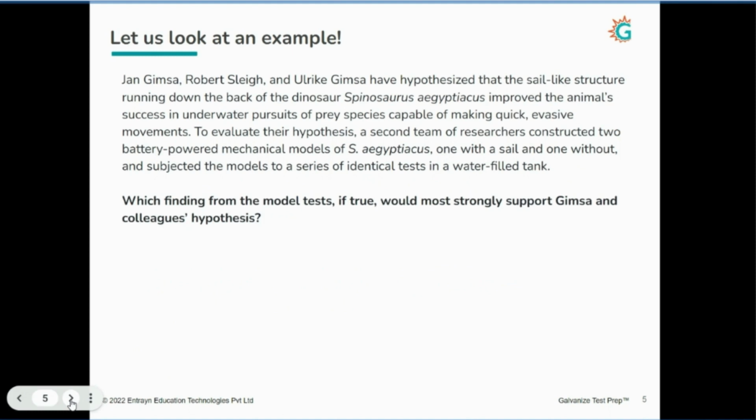Shall we try looking at this question? Can you read this out, this passage? Okay.